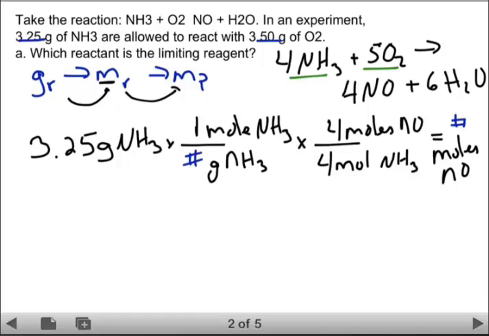Now to compare the other one, we're going to go ahead and do the oxygen. So for oxygen, I'm given 3.50 grams of oxygen.